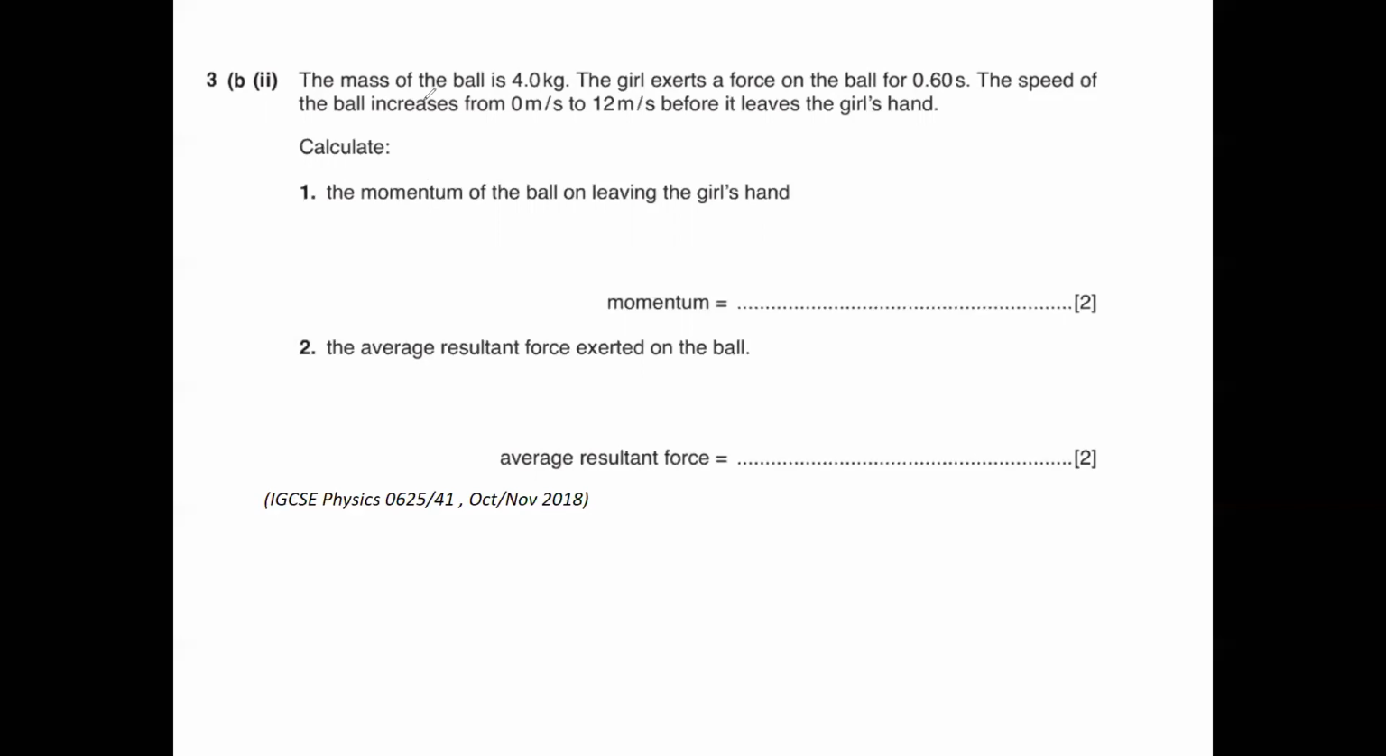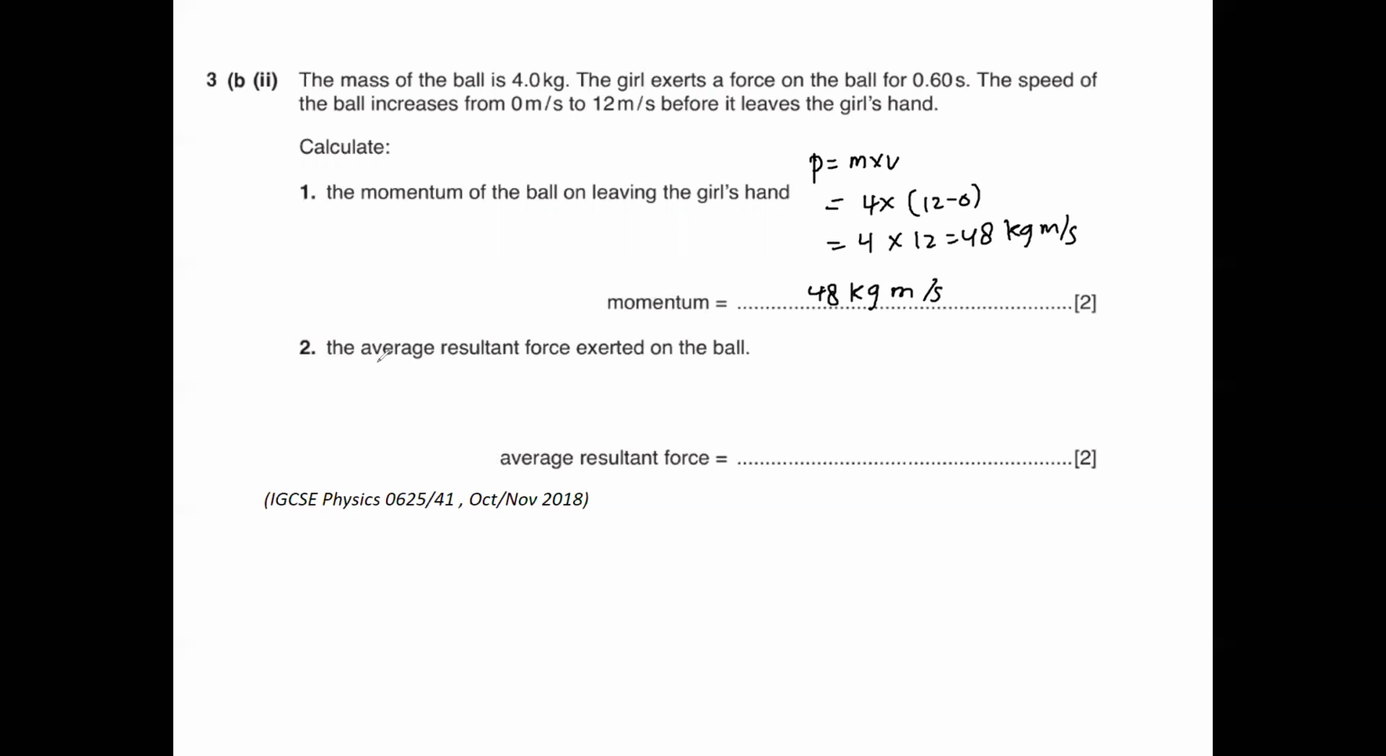So we want to find the momentum. The formula is momentum equals mass times velocity. The mass of the ball is 4. On leaving the girl's hand, the speed changes from 0 to 12, so we have to find the change first: 12 minus 0. So 4 times 12 is 48, and the unit is kg m over second. So the answer is 48 kg m over second.